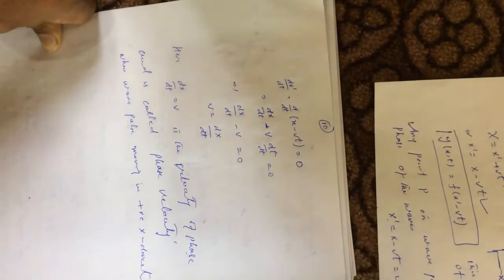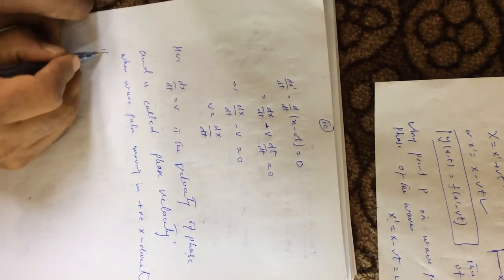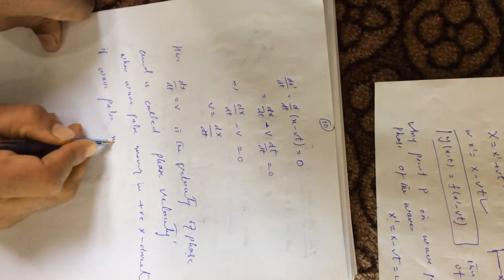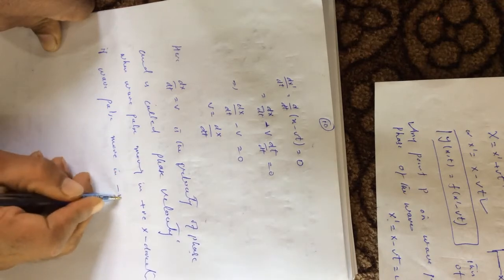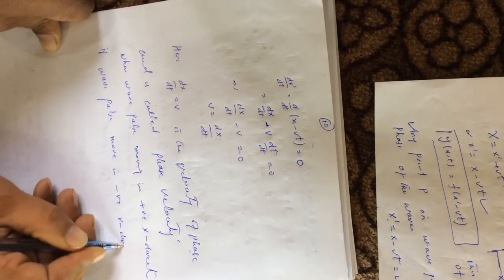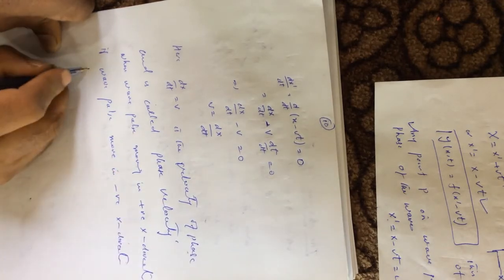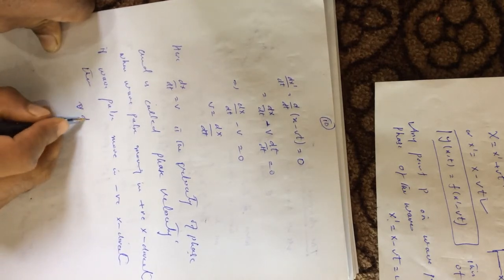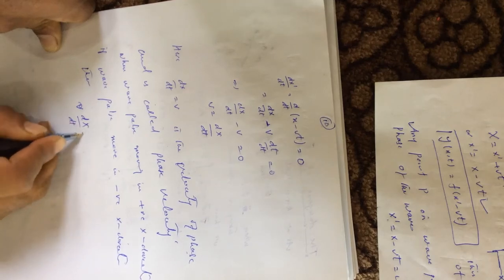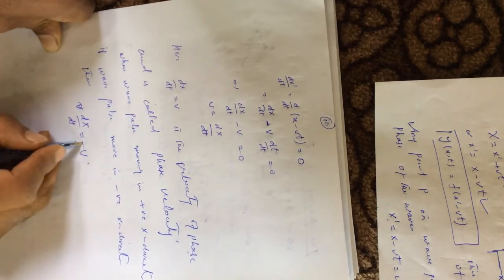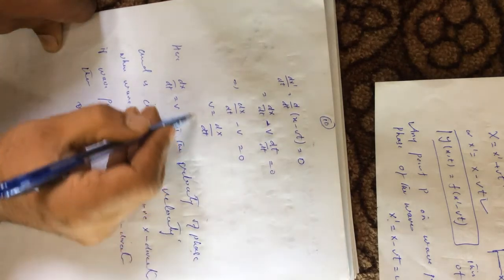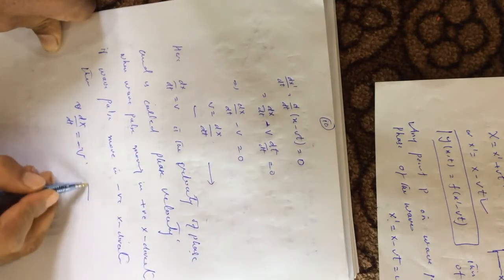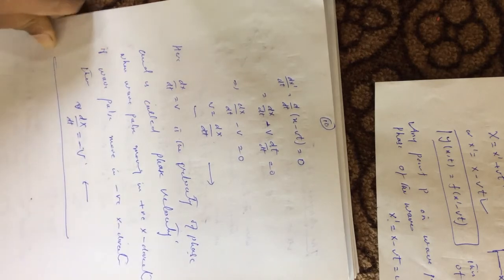If the wave pulse moves in the negative x direction, then the phase velocity dx over dt must be equal to minus v, because its direction is opposite to v. Here the wave pulse moves in this way, and here the wave pulse moves in this way. So this is the phase velocity.